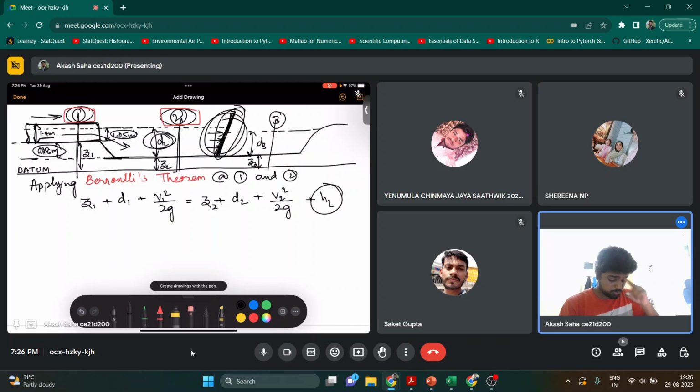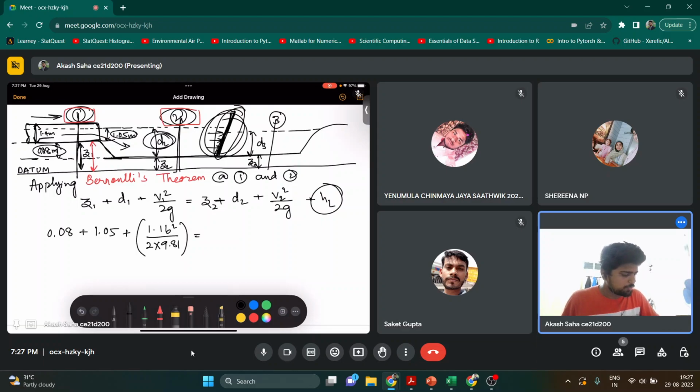Now we will apply. At first, Z1 is the distance from the datum to the invert level of my first point. So my Z1 is given in the question as 0.08. And D1 will be the depth of water in the sewer line, that is 1.05. And then V1 square by 2G, I know the velocity inside the sewer line is 1.16, so 1.16 square divided by 2 into 9.81.